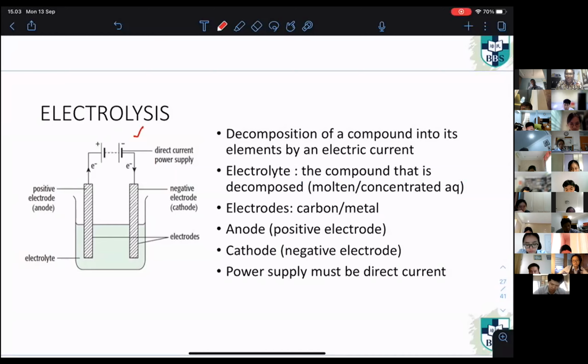We have to have an electrolyte. The electrolyte that we use must be able to conduct electricity. It means it must be in aqueous form. It can be in molten form, or it can also be concentrated. Then we need to use electrodes. Of course, we want it to conduct electricity, right? So the electrode must be carbon or metal, anything that can conduct electricity.